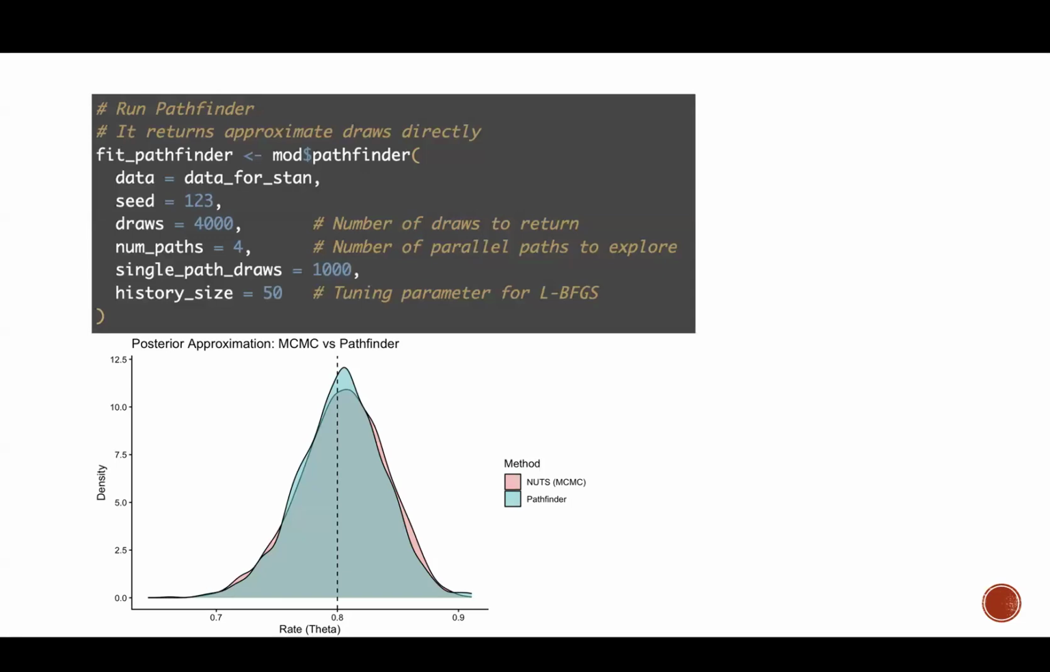We look at the posterior. In red, you can see the MCMC, and in blue, you can see the Pathfinder. It is slightly overconfident, but it's really the same kind of estimates for this model. Right.